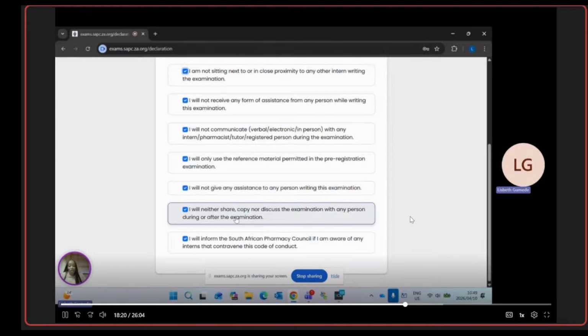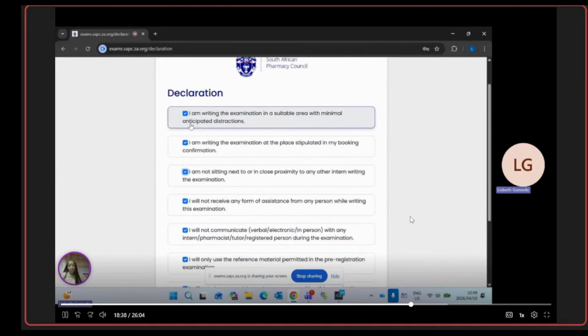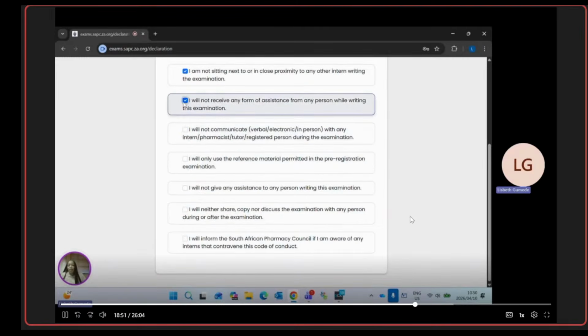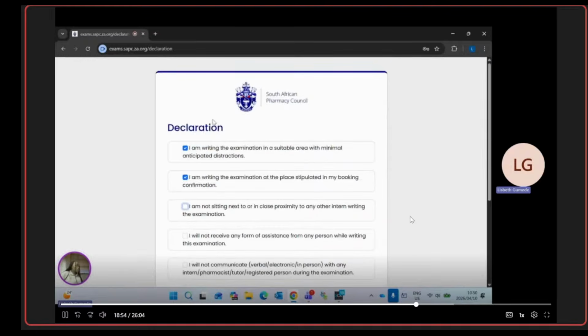You will not give assistance to anyone. You will not be spoon reading the questions during the examination or noting down the questions during the examination which you share with anyone. If you are aware of anyone who is recording the examination, screen grabbing, writing down, and distributing the examination, you will then share this with the SAPC. So now, once you have made sure that all of your declarations are ticked, you will then have a continue button at the end that will then allow you to continue with your examination.